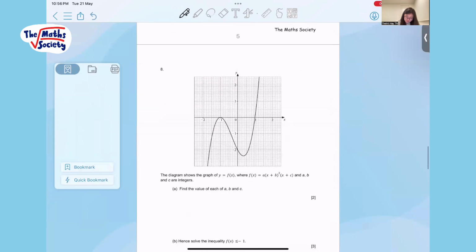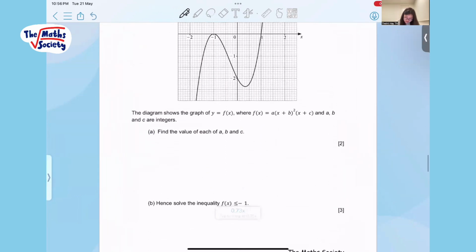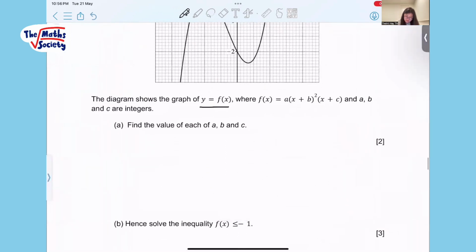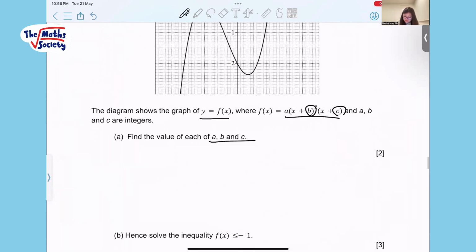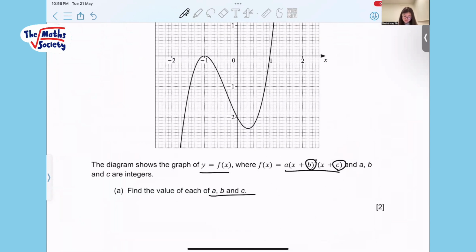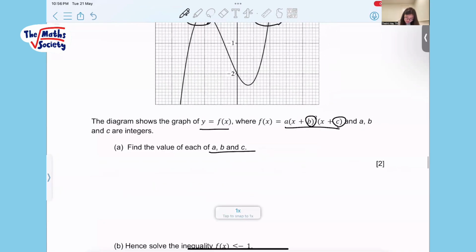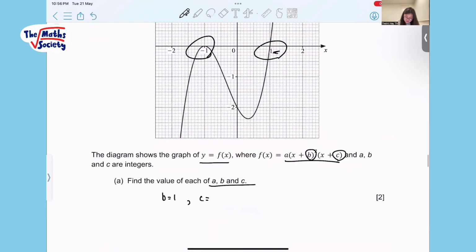And then we'll move on to number 8, where you need to find the equation of y equals f of x, where f of x is equal to a(x plus b) squared (x plus c). A, b, and c are integers, so we need to find the values of a, b, and c. So we can find b and c first because we know they're going to be the x intersection points, which is here minus 1 and you have 1. So if it's a square, you can see that it's at the minus 1 place because it goes like 2 ways. It intersects in that place only. So b is going to be equal to 1. And then c, we know that it intersects here, so it's going to be minus 1.